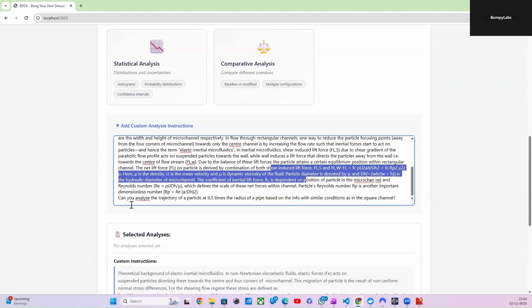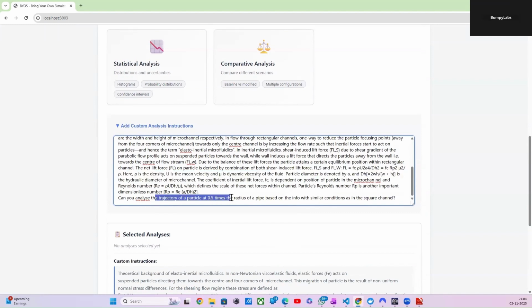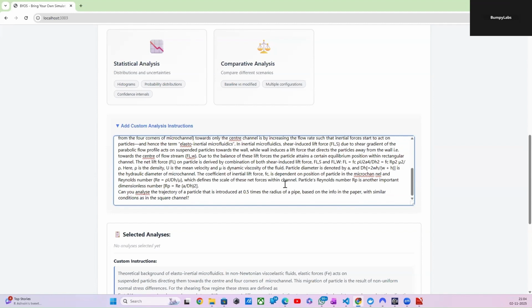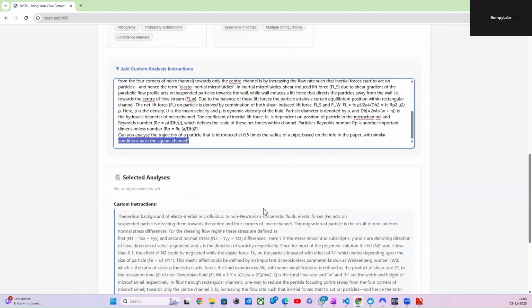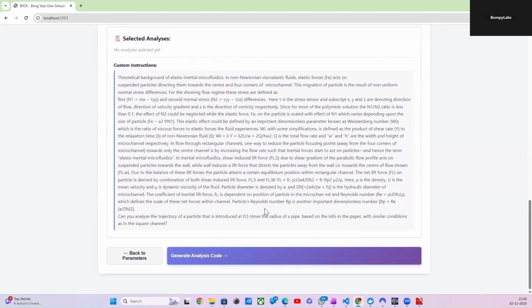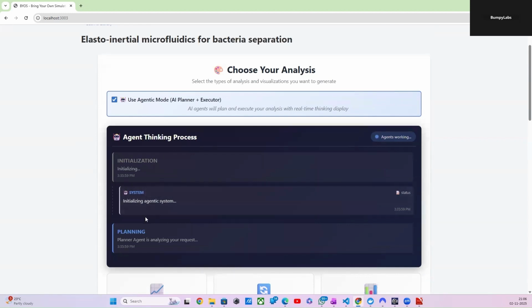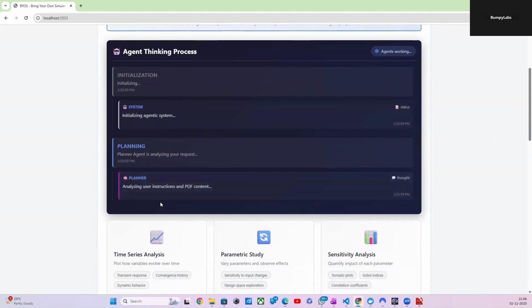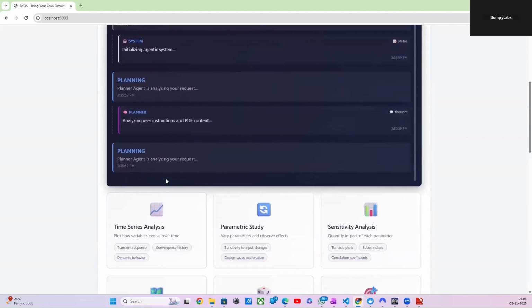But let's say what we're telling the tool Bumpy Labs to do is analyze the trajectory of a particle that is introduced at 0.5 times the radius of a pipe, based on the info in the paper, with similar conditions as in the square channel. The paper was based on a square channel geometry. Now we have moved to a circular channel, right? So this is the agentic runner mode, the agentic thinking process in action. It starts with some planning. The planner agent is analyzing our request first.